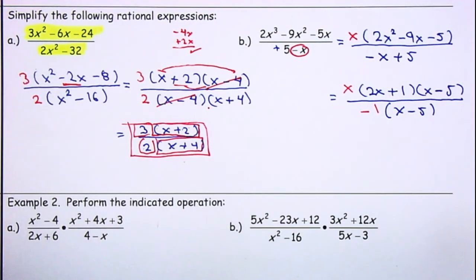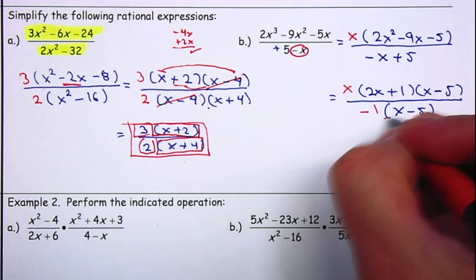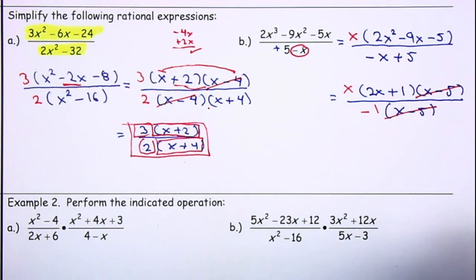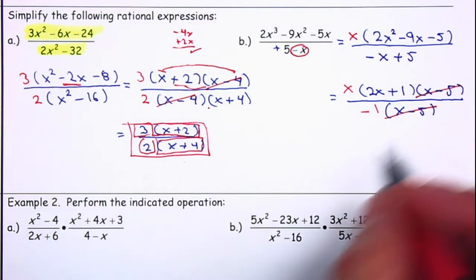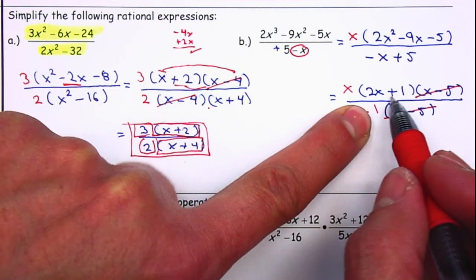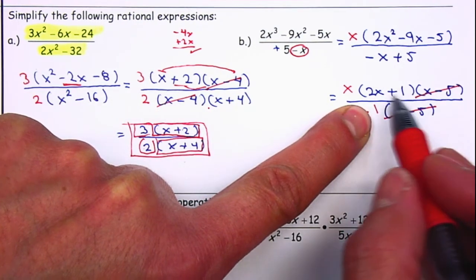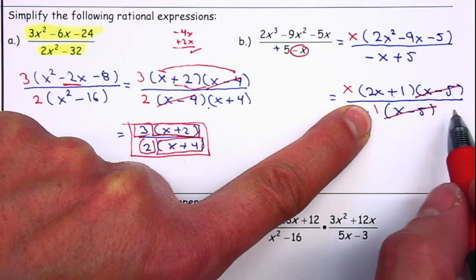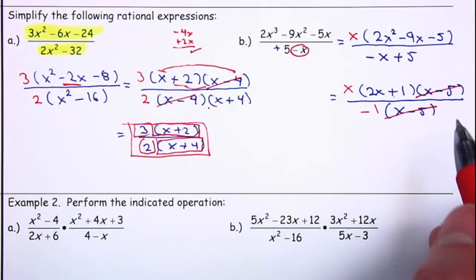Now I can cancel. That cancels out. And that's it. Do not cancel the 1. Remember, this is a factor. 2x plus 1 is a whole factor. You have to cancel the whole thing with the denominator. But we can't in this case.